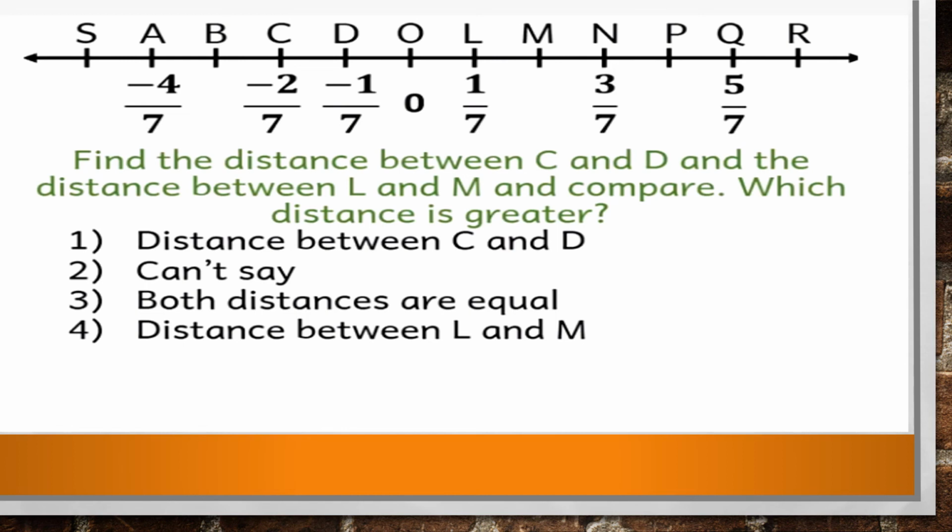So the options given to you are distance between C and D, can't say, both distances are equal, distance between L and M. Okay, you have to find out which distance is greater, whether the distance between C and D is greater or the distance between L and M is greater, or both distances are equal, or you can't say, okay.